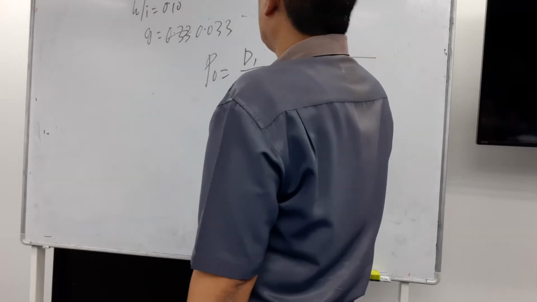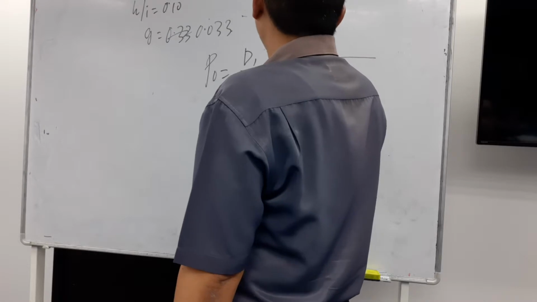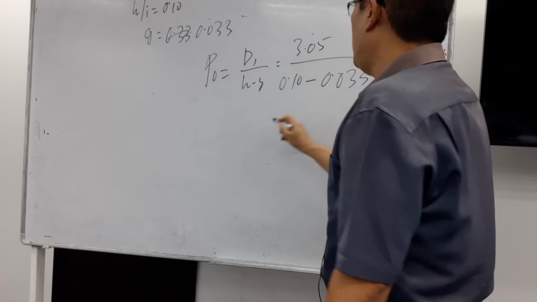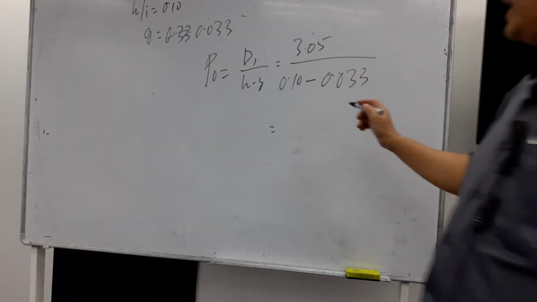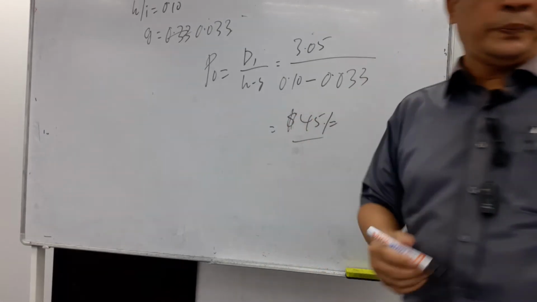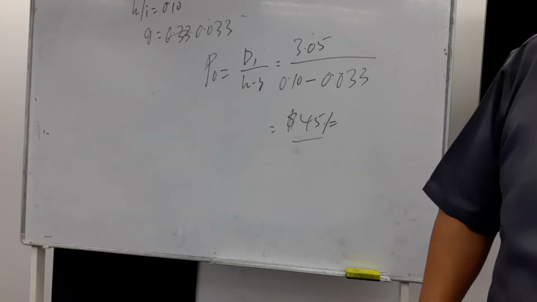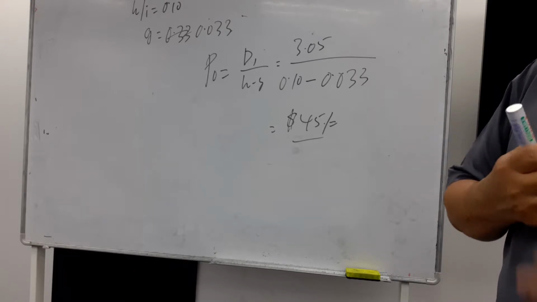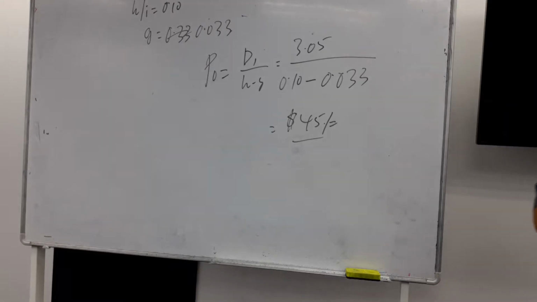3.05 over K, which is 0.10, minus 0.033, and you have the answer of $45. So you get the answer of $45. Okay, so that's how you calculate the intrinsic value of the stock using the constant growth model.